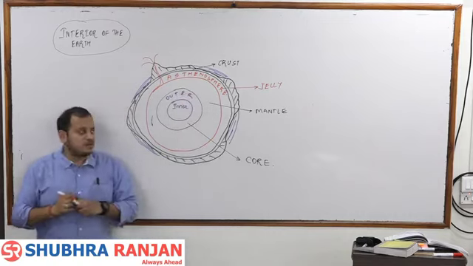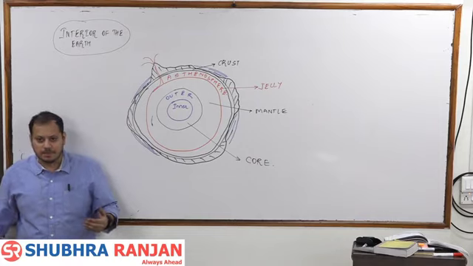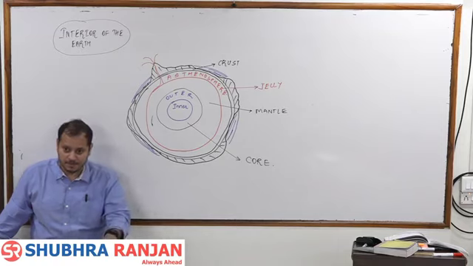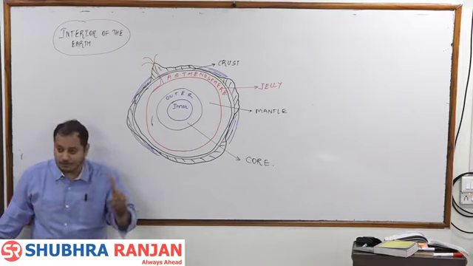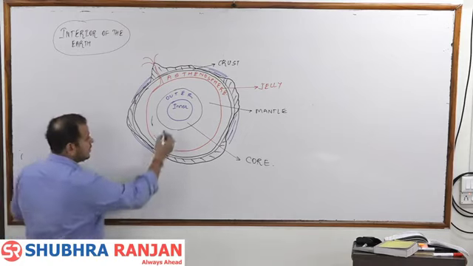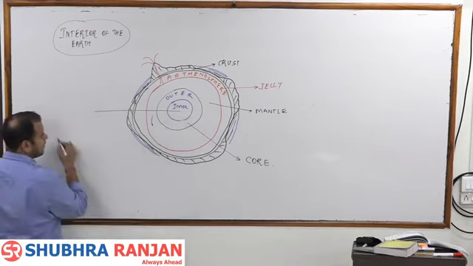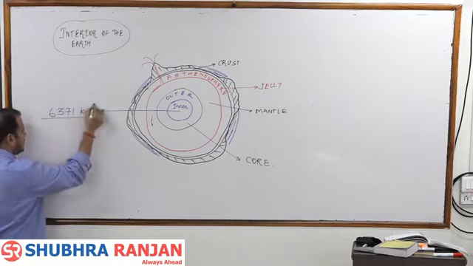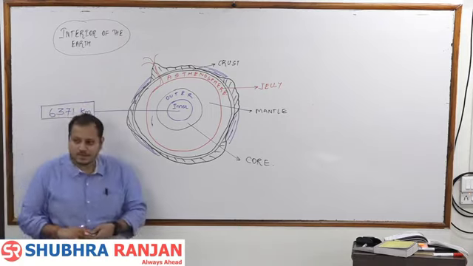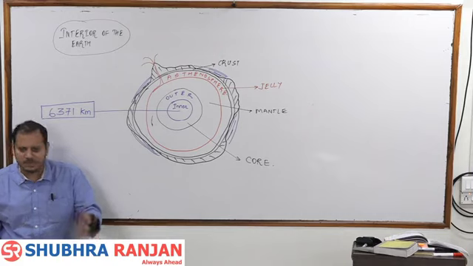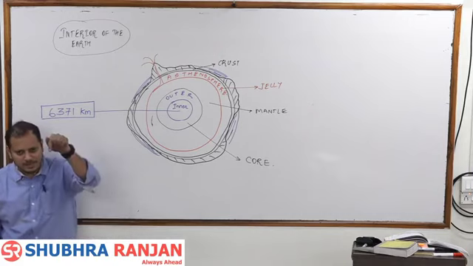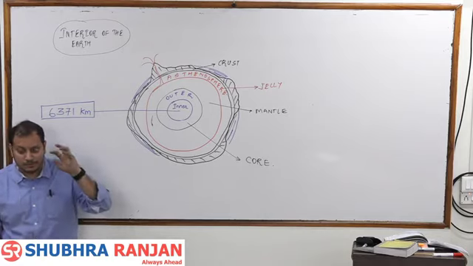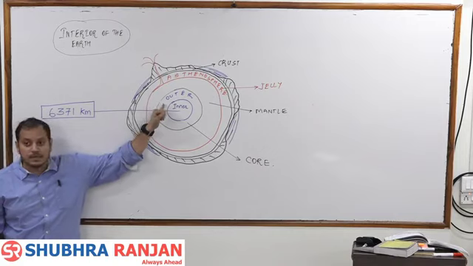Now what happens as we go down, the temperature goes on increasing. It increases somewhere around 1 degree Celsius for every 32 meters. 1 degree Celsius for every 32 meters. So what is the radius of the earth? The radius of the earth is 6371 kilometers or 6400 kilometers. So if it is increasing 1 degree for every 32 meters, imagine what will be the temperature in the interior of the earth. Because of very high temperature, outer core is liquid in nature.